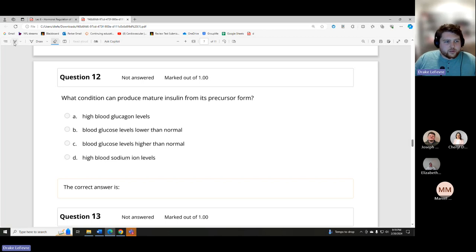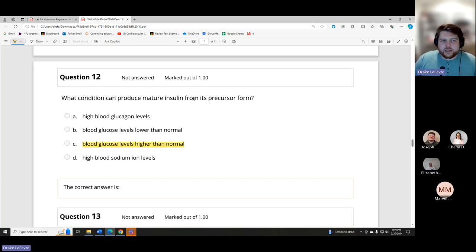So which of the following situations is going to make us have insulin be produced? We have high blood glucagon levels, blood glucose levels lower than normal, blood glucose levels higher than normal, or high blood sodium ion levels. Blood glucose higher than normal.